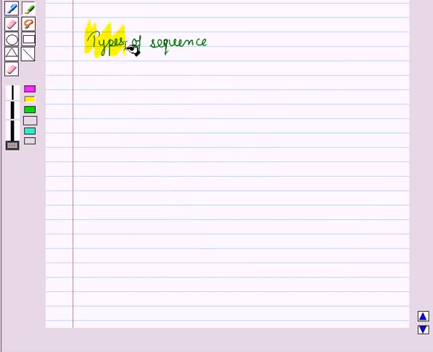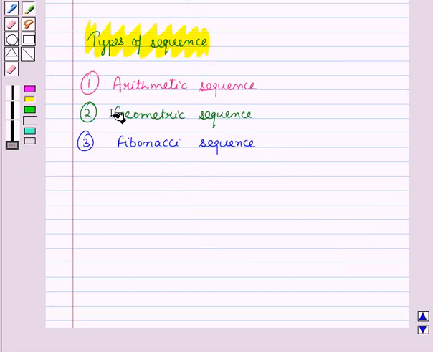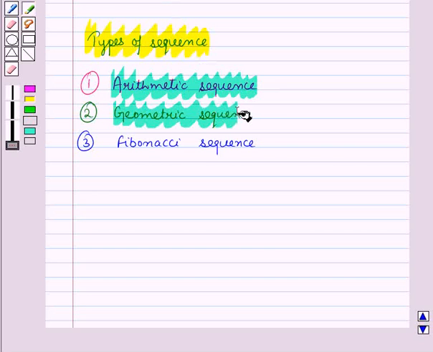Now let us see types of sequence. Now there are three types of sequences. First is arithmetic sequence, second is geometric sequence and third is Fibonacci sequence.